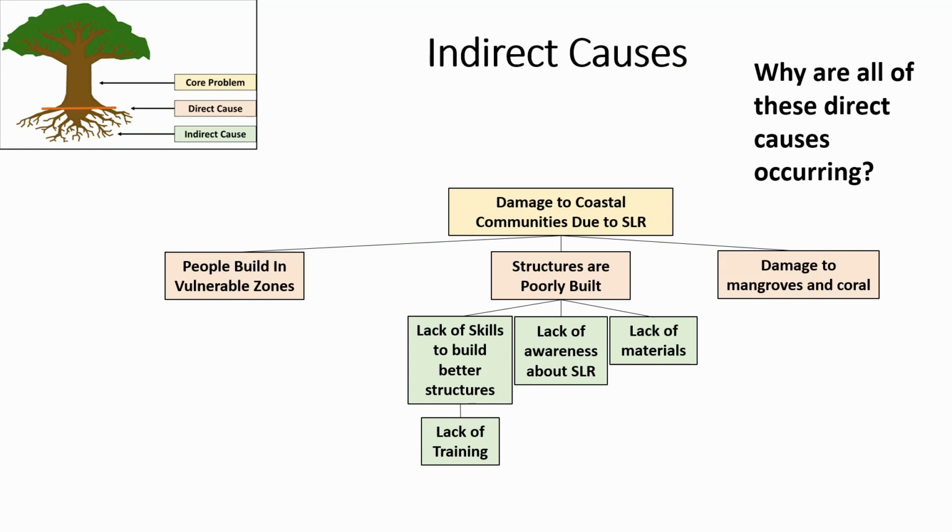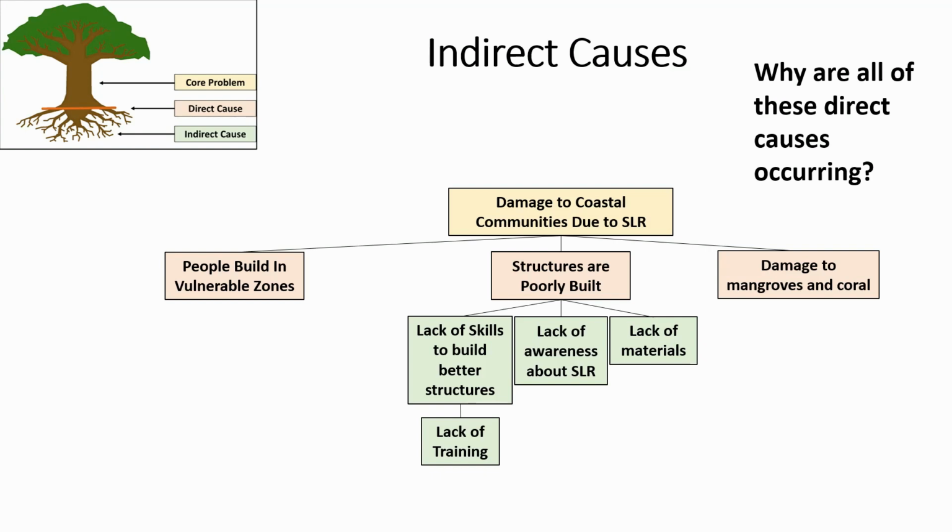But first, let's test the logic here. If we have a lack of training, would that lead to a lack of skills to build better structures? I think the answer is yes. And if we have a lack of skills to build better structures, will the structures be poorly built? Again, the answer to that is yes. So remember that we're looking for direct causal relationships. We don't want to miss anything, because if we miss steps along the way, that means that we may be missing leverage points or control knobs, entry points, things that we could potentially change.